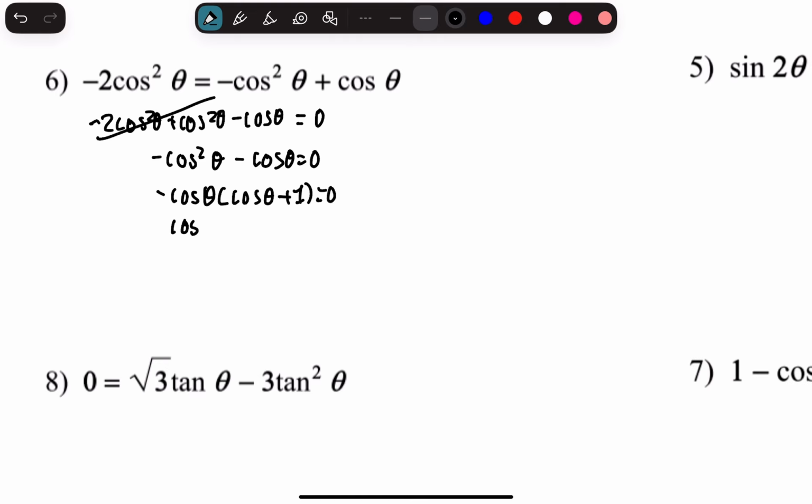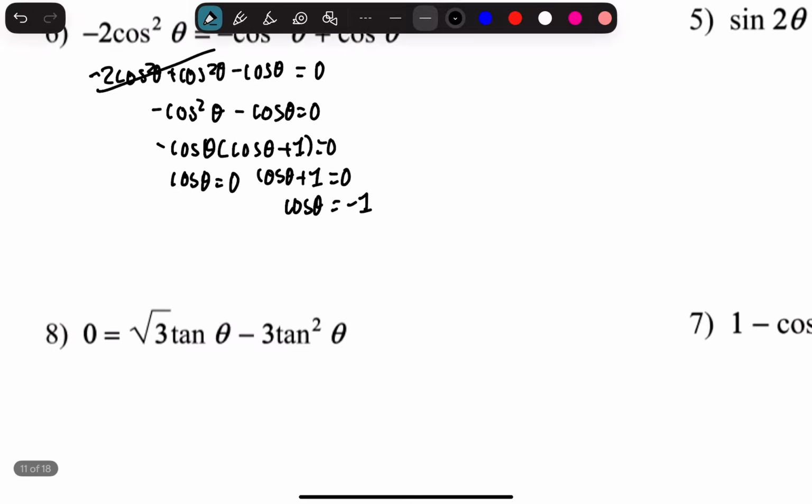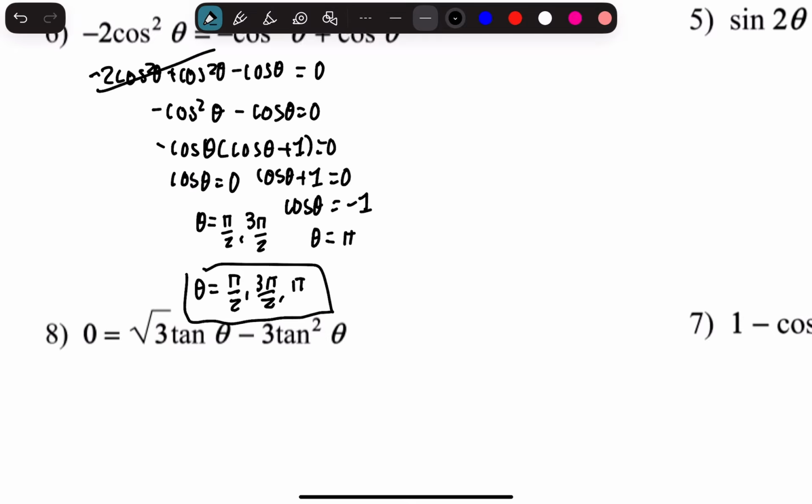And now you just set all the factors equal to 0. Cosine of theta is equal to 0, and cosine of theta plus 1 is equal to 0, so basically cosine of theta is equal to negative 1. So now we ask, when do these occur? Cosine of theta equals negative 1 when theta is equal to pi, and cosine of theta equals 0 when theta is equal to pi over 2 or 3 pi over 2. So those are going to be your solutions: theta is equal to pi over 2 and 3 pi over 2, and also pi. So I'm just going to box the entire thing.